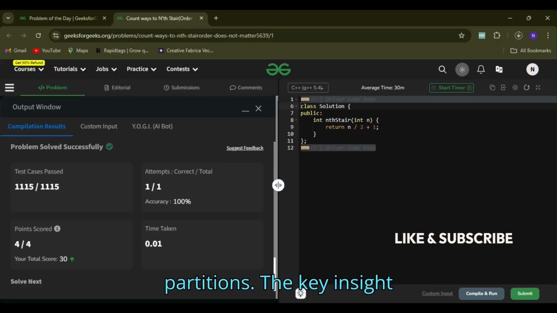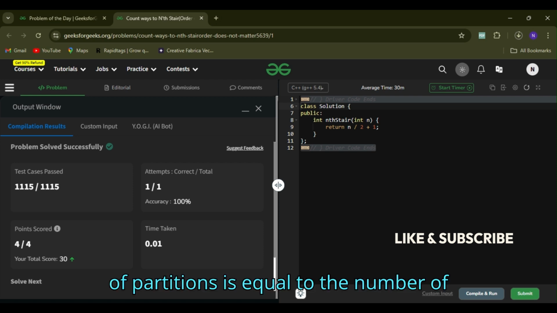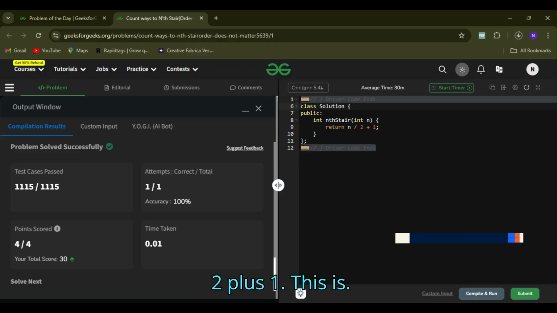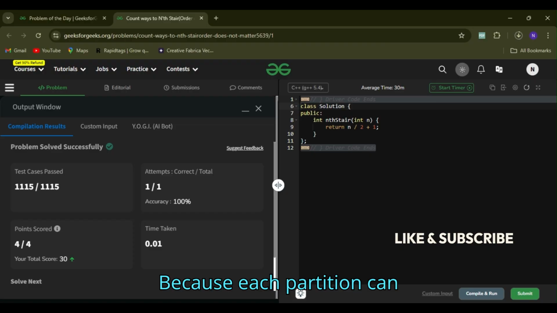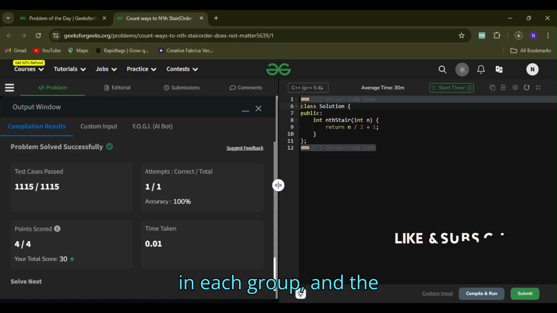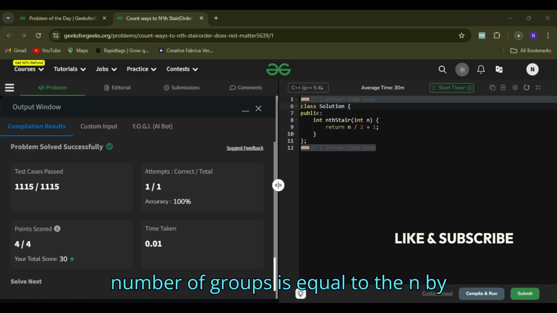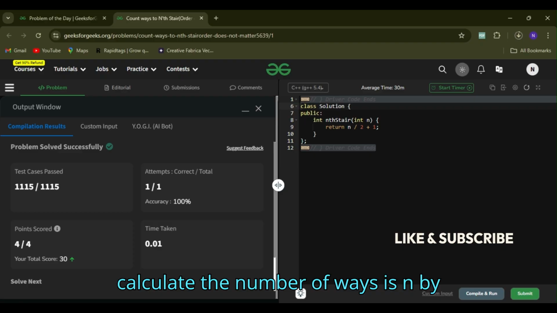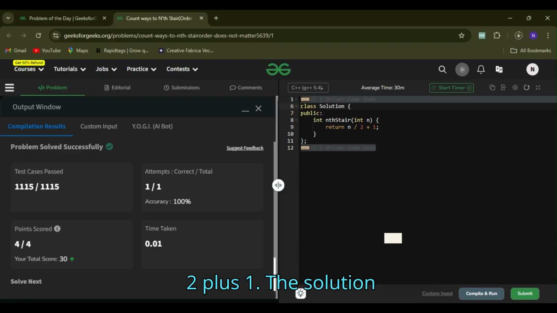The key insight is that the number of partitions is equal to the number of ways to divide n by 2 plus 1. This is because each partition can have either one or two steps in each group, and the number of groups is equal to n by 2. Therefore, the formula to calculate the number of ways is n by 2 plus 1.